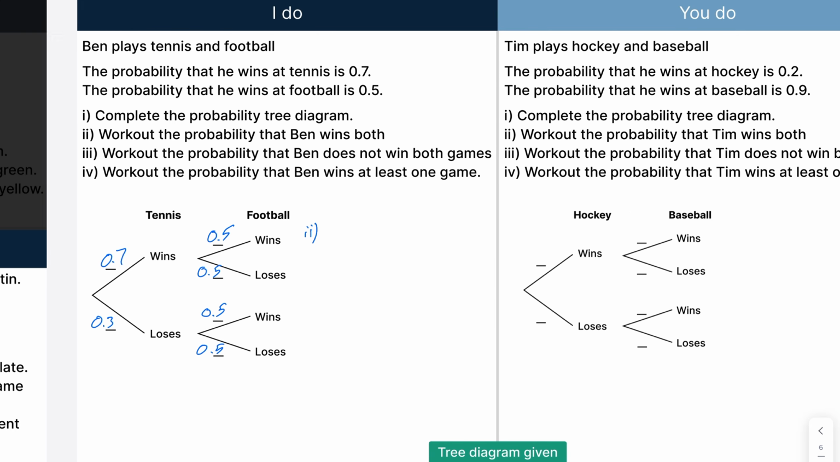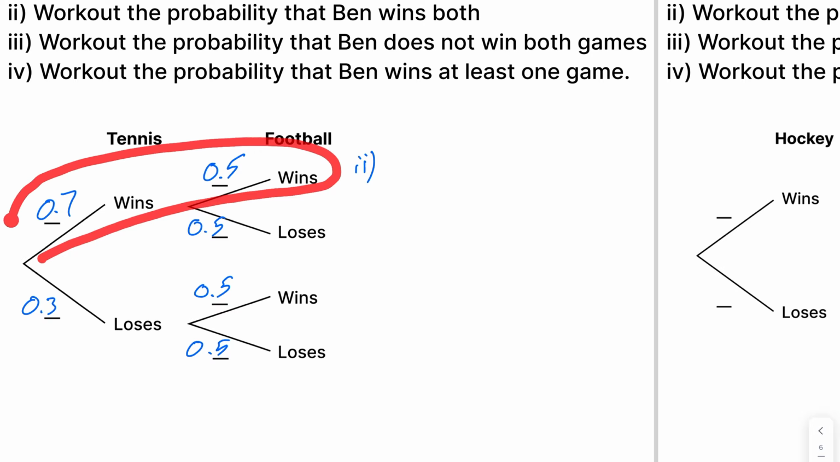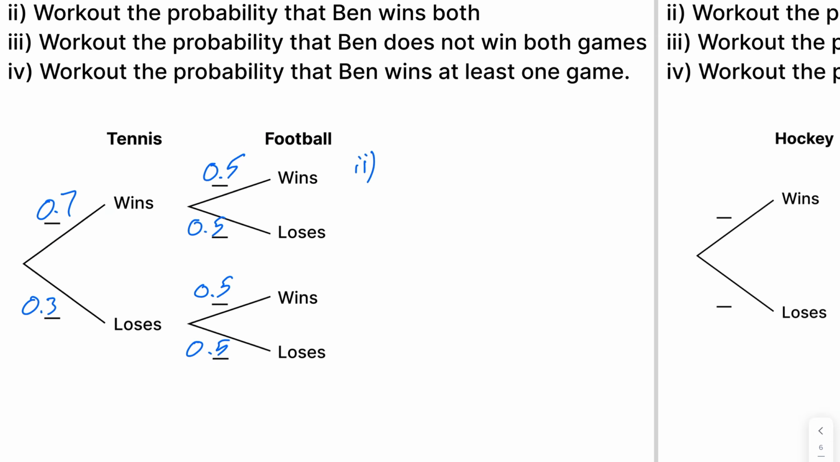So if you look at part two, if I zoom in a little bit here, it says work out the probability that Ben wins both. So he wins tennis and he wins football. So the way we do that is we look at this branch here, and looking at this branch, we are going to do 0.7 times 0.5. So then it says work out the probability that Ben does not win both games.